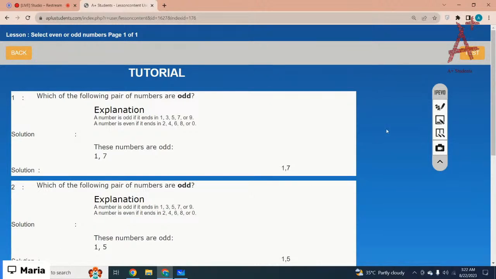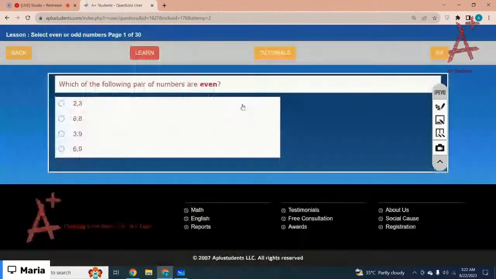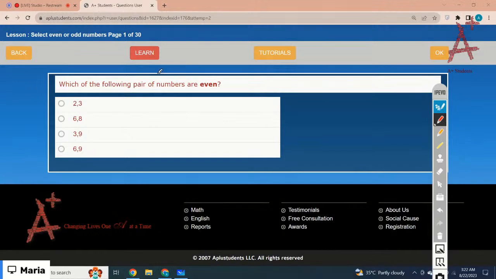Let's just start with the practice questions because here you're not given the options. Okay. Which of the following pair of numbers are even? You have to find a pair of numbers that is even, right? Let's just start with the first two numbers. 2 and 3. 2 is even, 3 is odd. 6 and 8, both are even, right?